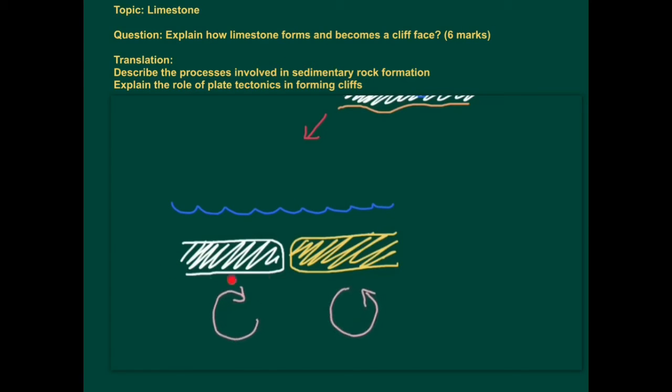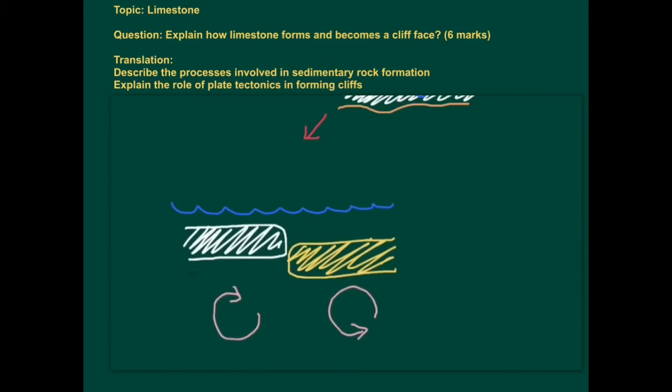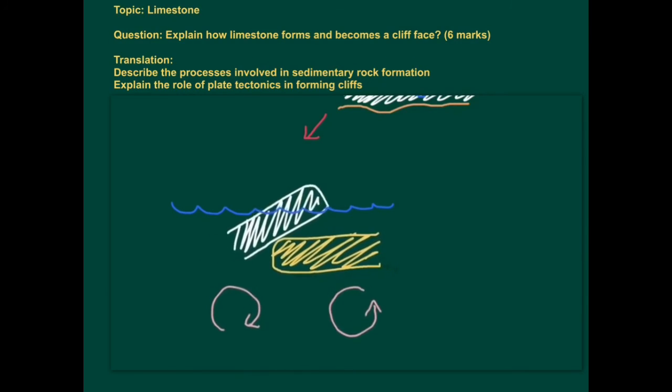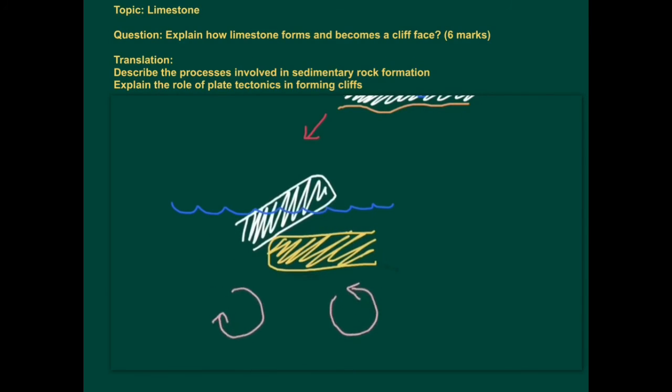So imagine a plate here, and it carries our limestone rock here. Now, if you remember, convection currents in the mantle basically move the plates, these currents of circulating heat. So these convection currents will move these plates towards each other, and one may rise over the other, like so. And now the limestone rock layer is above water, we see it as a cliff.